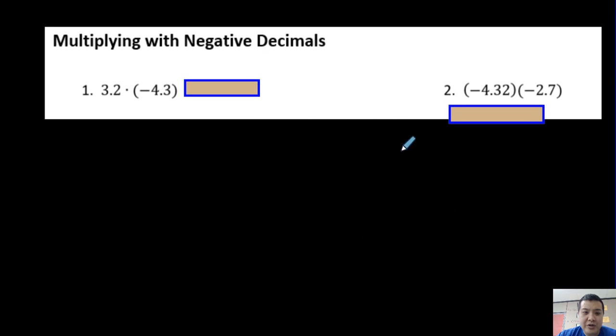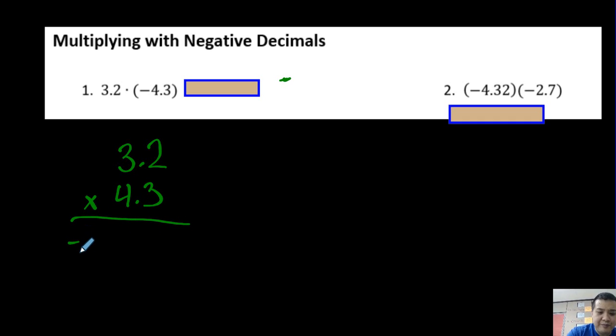Here, we're going to do the same rules again, but this time we're going to use it with multiplication. So here, we know our answer is going to be negative, so I'm just going to put a negative sign right here. And what we have to do is multiply 3.2 times 4.3. And remember that we have a negative at the end, so again, I'm going to put this negative right here. Excuse me, down here, because we have to do some adding of partial products.